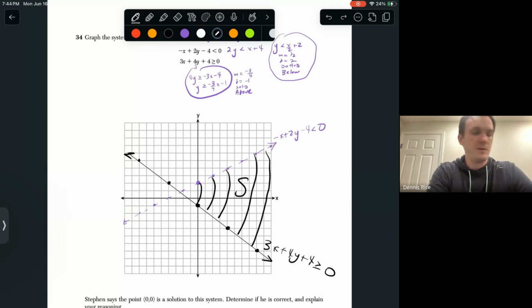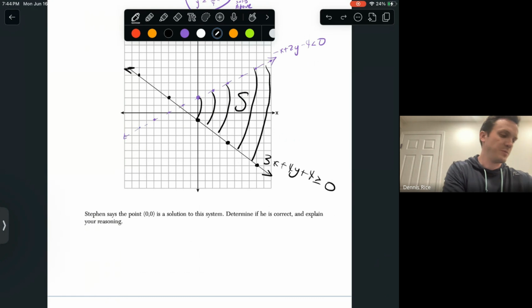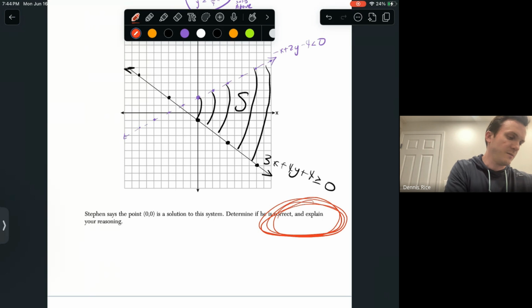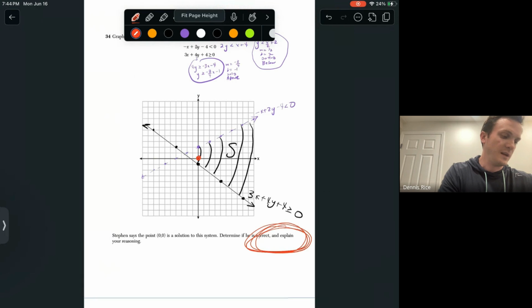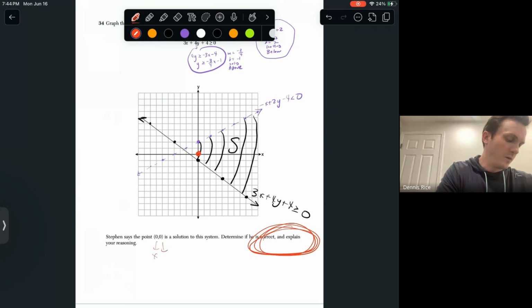Okay, there was a follow-up here, just really quick. Is 0, 0 a solution, and how would we explain it? Sometimes these explain questions we struggle with, right? Like we all know, is 0, 0 an answer, that red dot? Is it a solution? Yeah, but how would you explain it? You could say it's in the solution region to the system. You could say it satisfies both inequalities, or you could even plug it in for x and y into both, and show that both work.